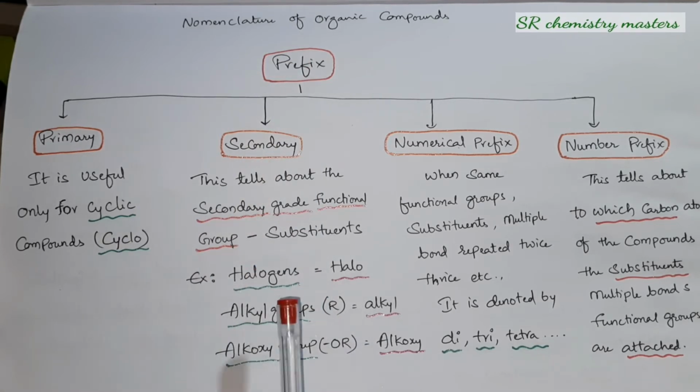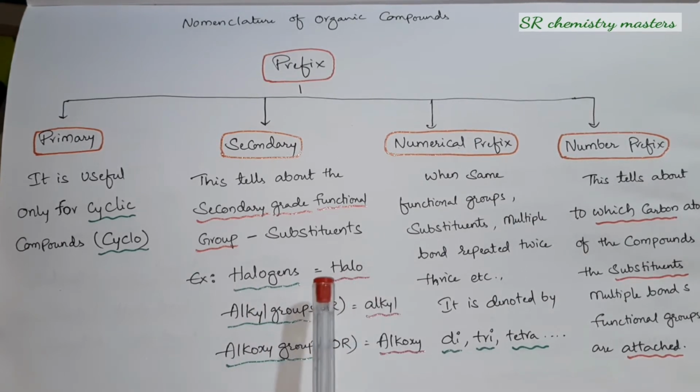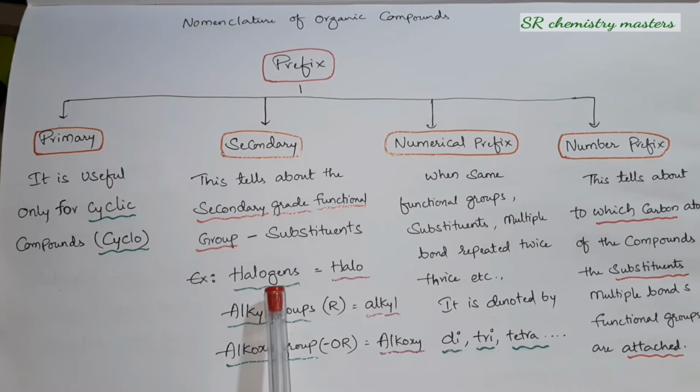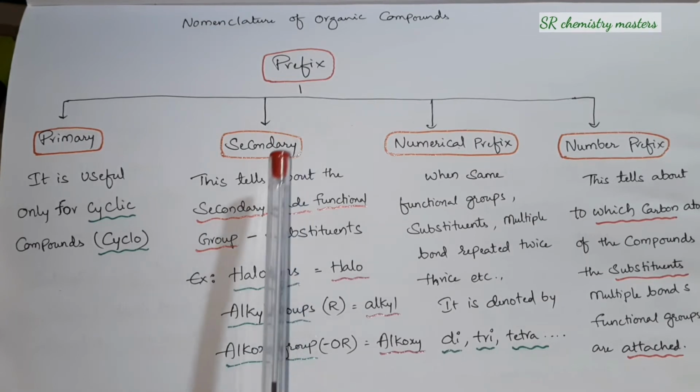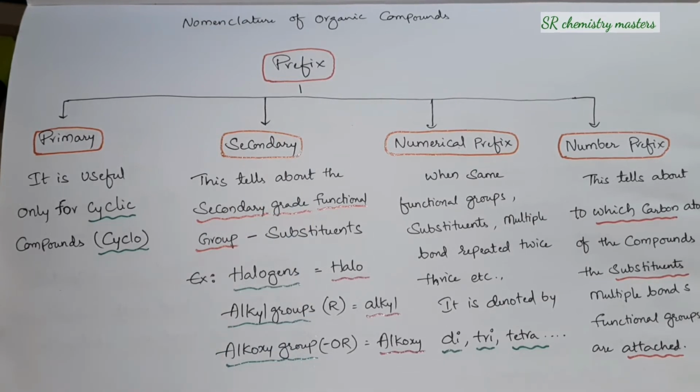For example, if a halogen is present in a molecule, we are going to name it halo. For example, we have chlorine, we take it as chloro. If we have bromine, we take it as bromo. In a similar way, if an alkyl group is present, we name it as an alkyl group. If it is a 1 carbon alkyl group, we take it as methyl. If it is 2 carbon, it is ethyl. In a similar way, alkoxy groups are also considered under prefix, that too secondary prefix.